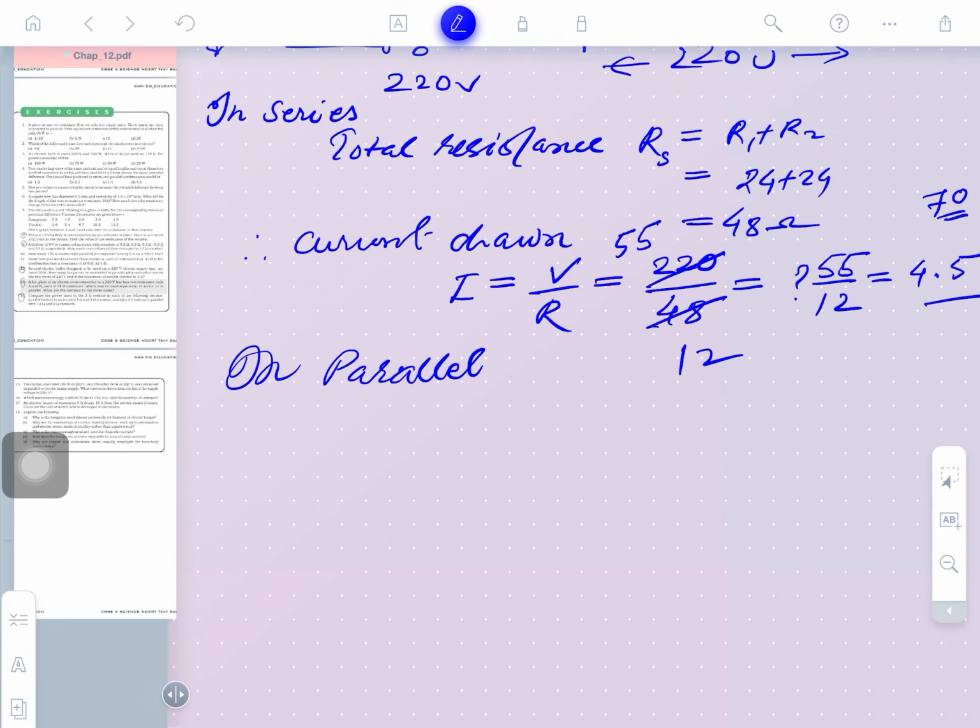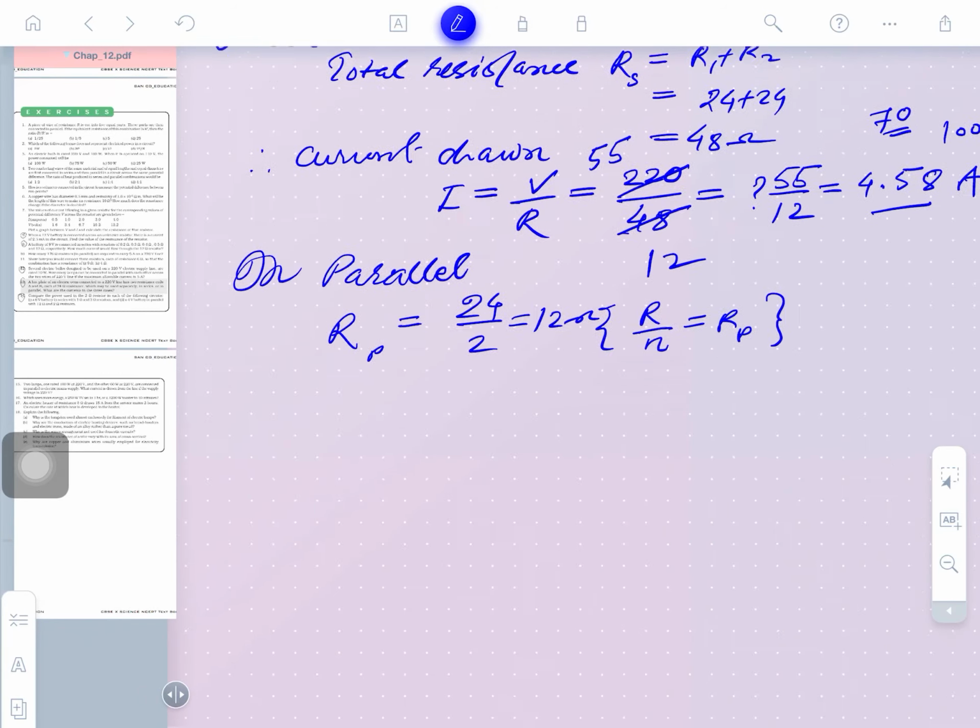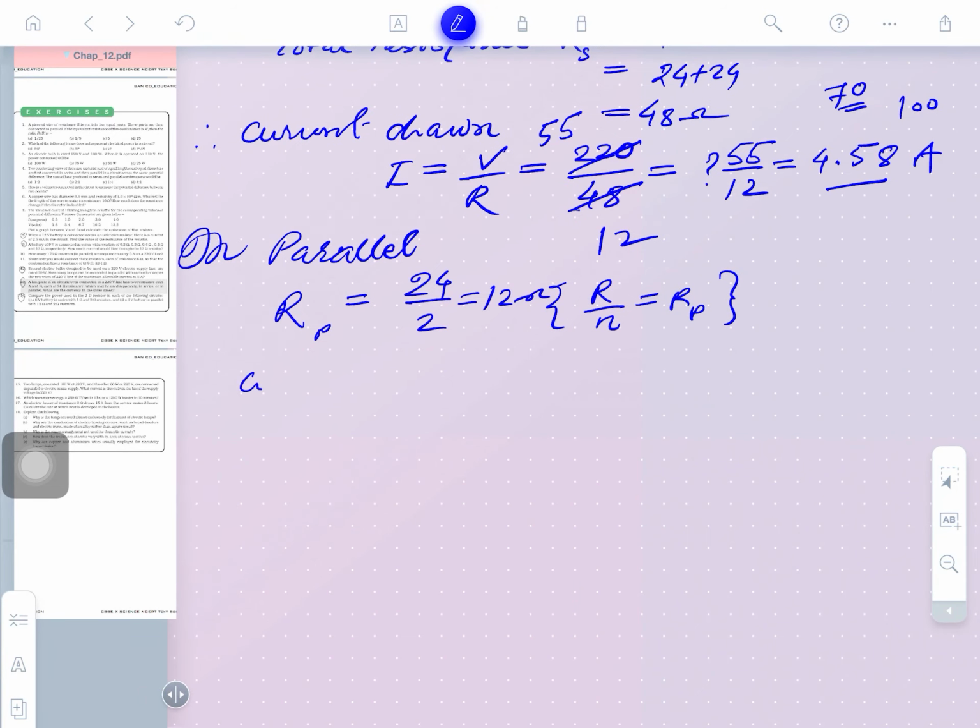What is the way in parallel? The total resistance, Rp. Both the resistors are identical and in parallel. So what is the formula? R parallel is the value of one resistance divided by the number of resistances. This formula we have studied. The value of one resistor is 24 ohm divided by 2. So the resistance here is 12 ohm. So what will be the current drawn here? Current drawn.